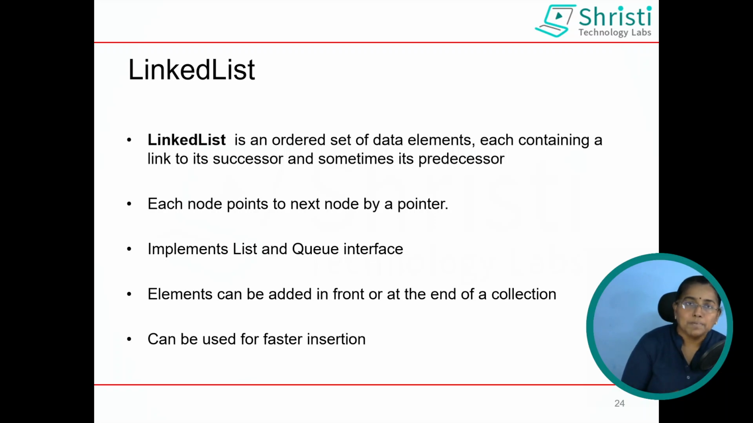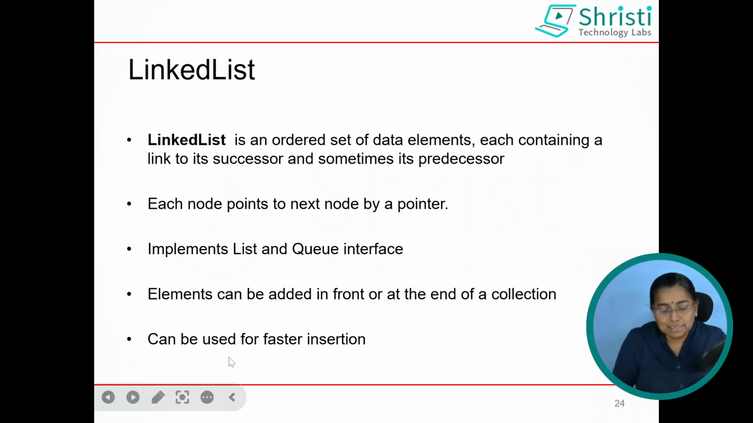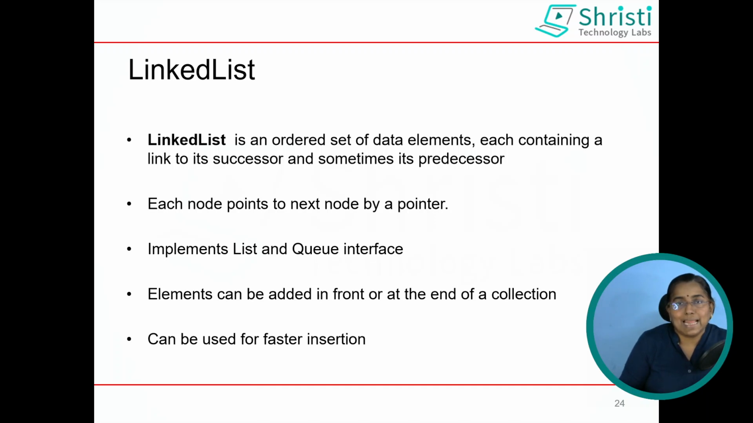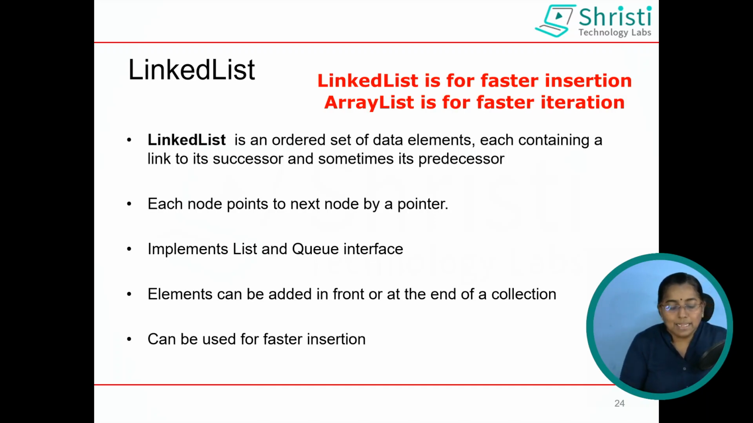Linked list implements the list interface and the queue interface. This means you can make linked list behave like a stack, or perform operations like LIFO, FIFO and so on. The elements can be added in a linked list either in front or at the end of the collection. That is, it has specific methods for that, addFirst and addLast. Linked list can be used for faster iteration.